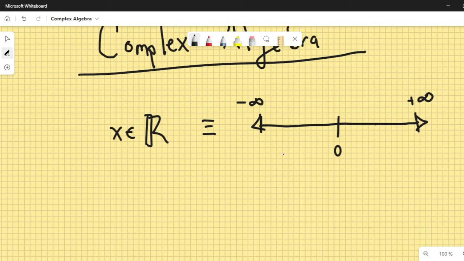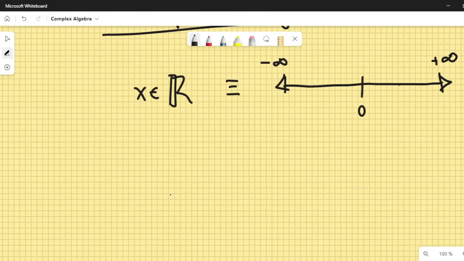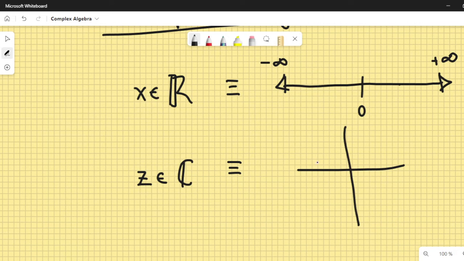Okay, it goes the same with complex numbers. So if I tell you that I am taking c in the complex numbers, this is equivalent to taking a point in the complex plane. So the complex plane is basically here you have the real line, and as I told you in class, perpendicular to the real line, I have the imaginary axis. Okay, so it's the real axis and the imaginary axis.